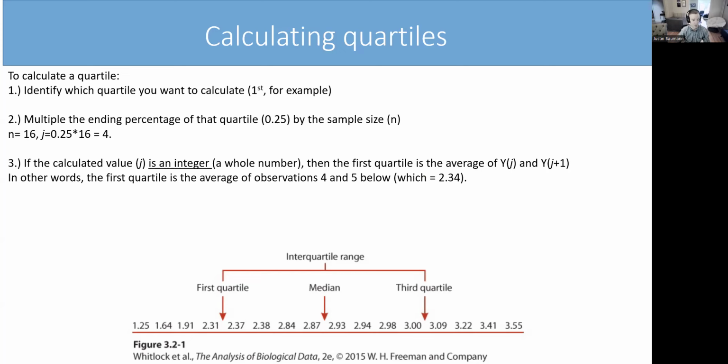I'm doing a poor job at explaining this, but it's telling us the number of observations that will be inside of our quartile. It's also telling us that the quartile is the average of observations 4 and 5, which are 2.31 and 2.37, and that's 2.34. So we would draw the line where the quartile starts at 2.34. Hopefully that makes sense.